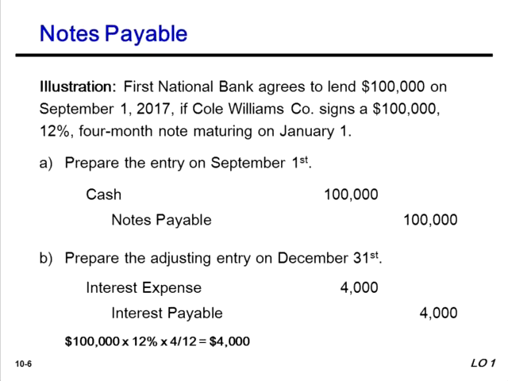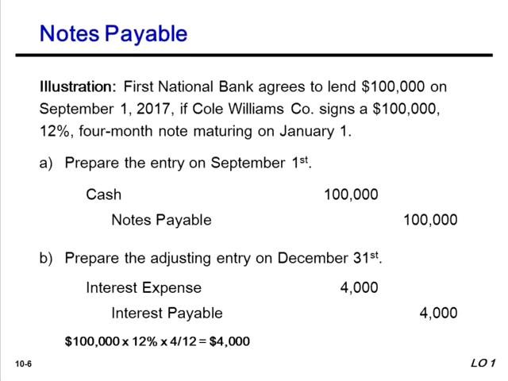So September 1st, the loan is made, so Cole Williams will debit cash for $100,000 and credit notes payable for $100,000. What that is saying is that First National Bank is giving $100,000 in cash to Cole, so the cash account has to go up. However, this is not a gift. Cole Williams will have to repay the bank, so we need to credit notes payable for $100,000.